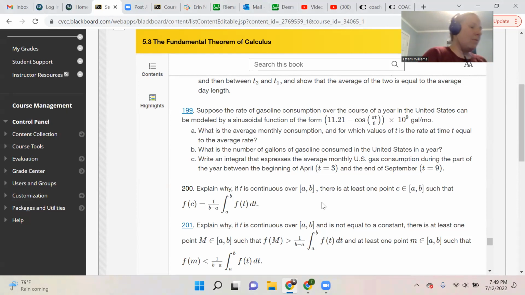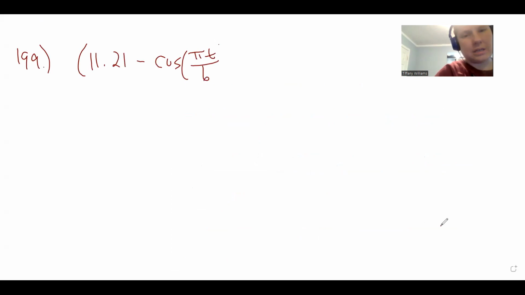All right, so the first thing that we have to do is figure out what the period of pi t over 6 is, because I don't know what the period of that is associated with. So that's what I'm going to do first. Let's do a new share. So our function on 199 was 11.21 minus cosine of pi t over 6 times 10 to the 9th. So in part A, let's go through and find our period.